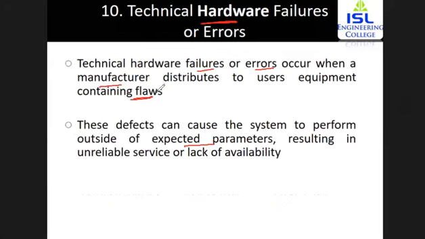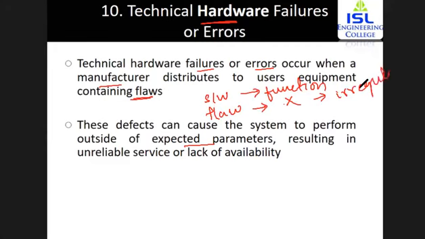Now if there is a bug within the software, there is a flaw. If this particular software was designed to achieve one particular function, it does not perform this function. As there is a flaw in the software, it does not achieve this function, or it might result in irregularities within the data. Now when your data becomes irregular, it becomes unreliable. That is, you cannot trust that particular software.